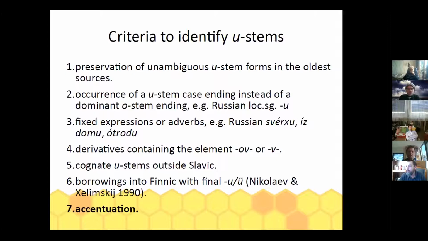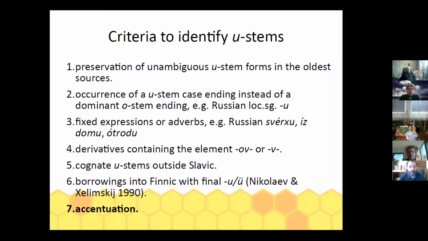So which criteria are being used to identify U stems? The first criterion to identify U stems is the preservation of unambiguous U stem forms in the older sources, so Old Church Slavonic, Old Czech, Old Russian. The second criterion is the occurrence of a U stem case ending instead of a dominant O stem ending. So for some nouns with a Russian locative in U, that may be argued to be a remnant of an older U stem. Also, fixed expressions are being used as an argument. So, for example, in Russian, sverhu, izdamu, otradu. Also, derivatives containing the element of or v.